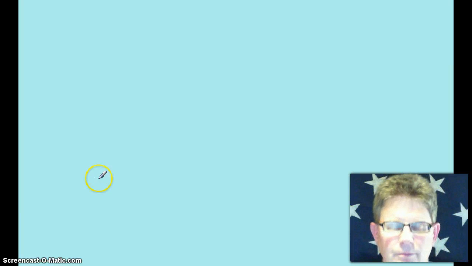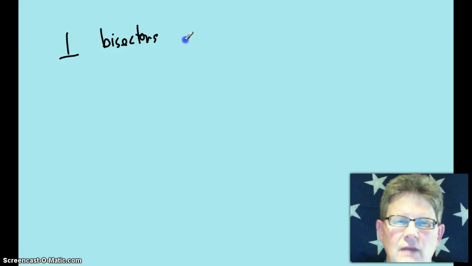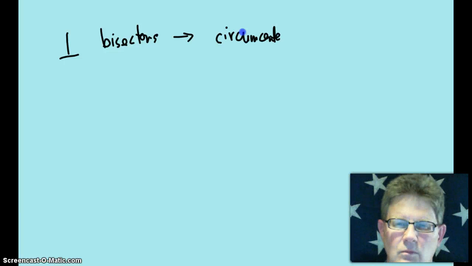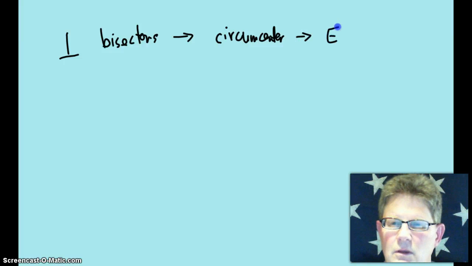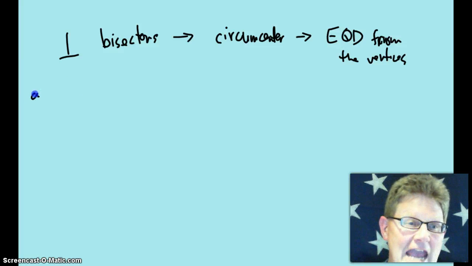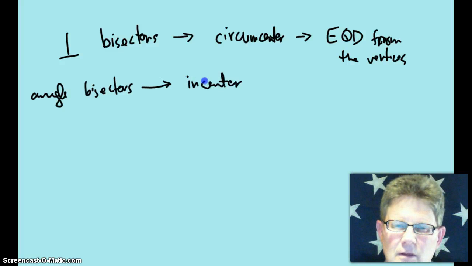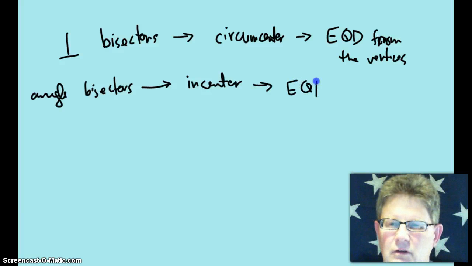Alright, so let us review. The perpendicular bisectors meet at the circumcenter, and they are equidistant from the vertices. The angle bisectors meet at the incenter, and they are equidistant from the sides.